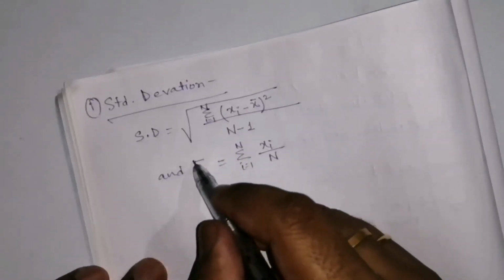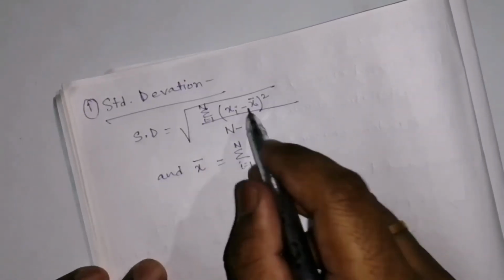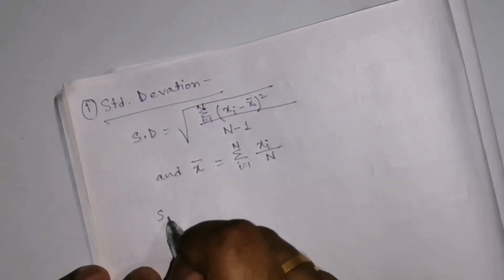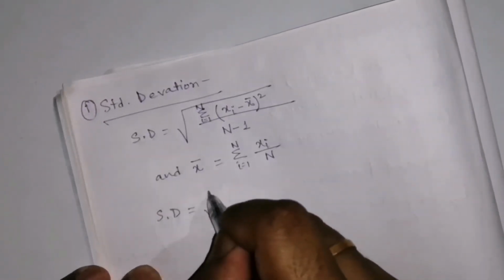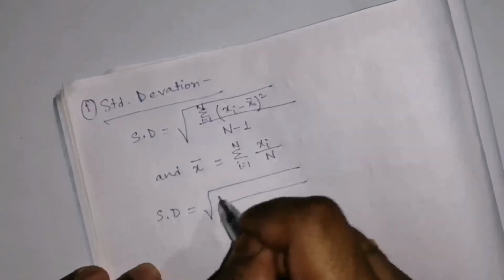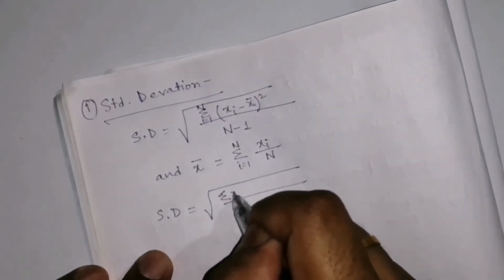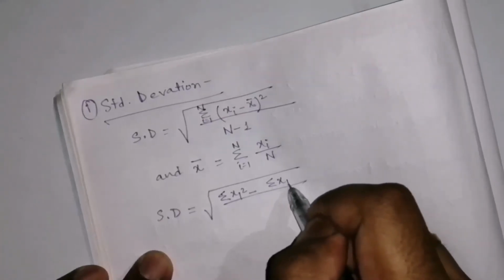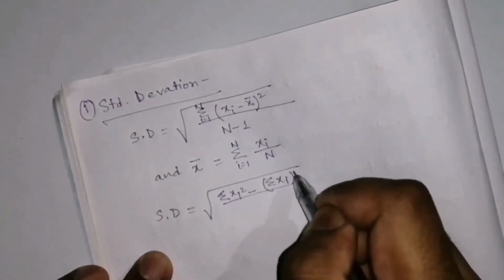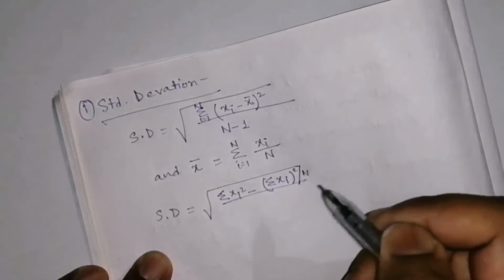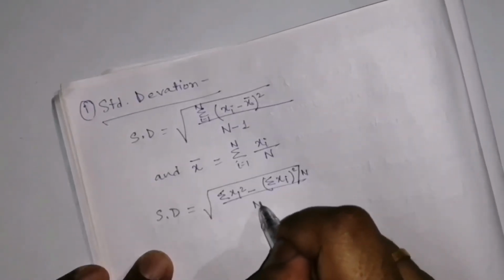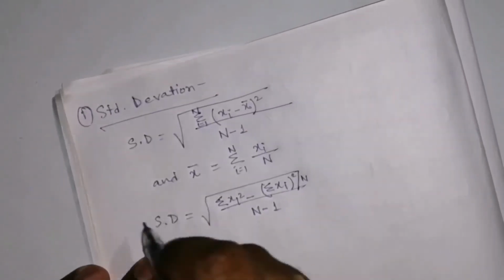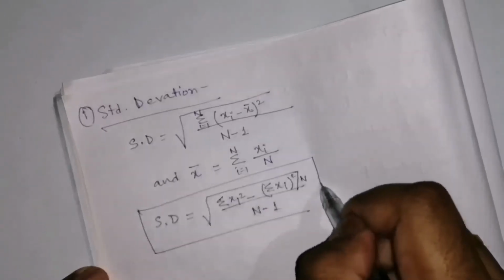And if we place this value of x bar in this equation, we get standard deviation equals root over summation of xi square minus summation of xi whole square divided by n, whole divided by n minus 1. So you have to remember this formula well.